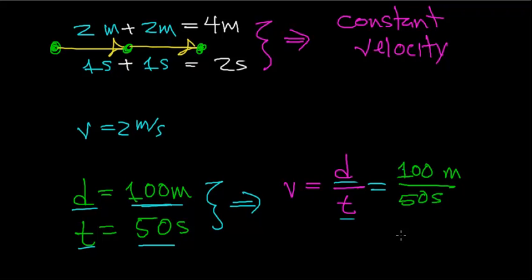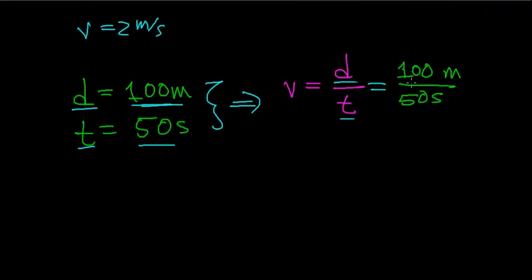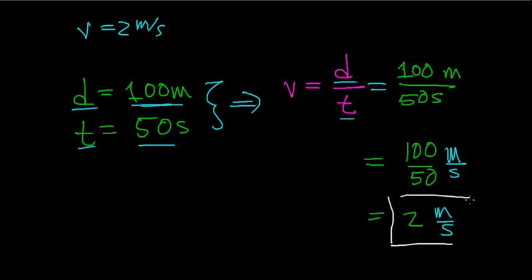Now the next step is to divide 100 by 50. And don't forget the units. The units are going to be meters per second. And so when you divide 100 by 50, you get 2. And don't forget the units, meters per second. And that would be how to calculate velocity given the distance an object travels and the time it takes for that object to travel that distance.